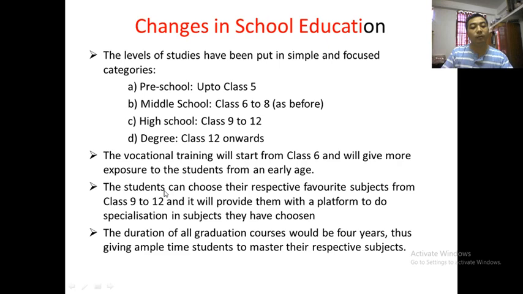The student can also choose their respective favorite subject from class 9, and it will provide them a platform to specialize in the subject they have chosen. That means if the student wants a certain subject as a specialization, they can choose it from class 9 onward. The flexibility of subjects is also introduced. The duration of the graduate course, which starts from class 12 onward, will be 4 years. Thus, it gives ample time for students to master the subjects of their interest.